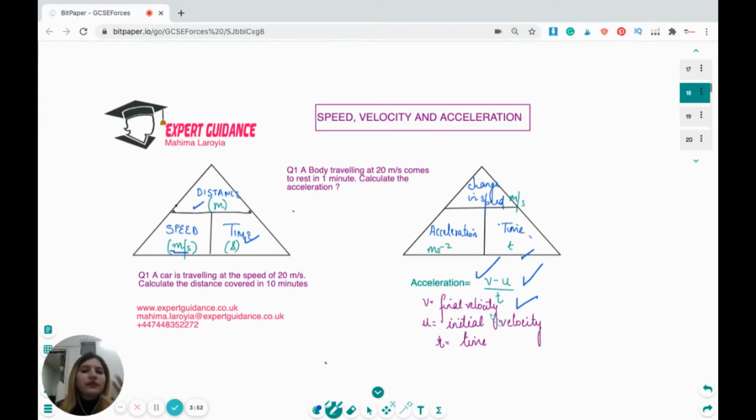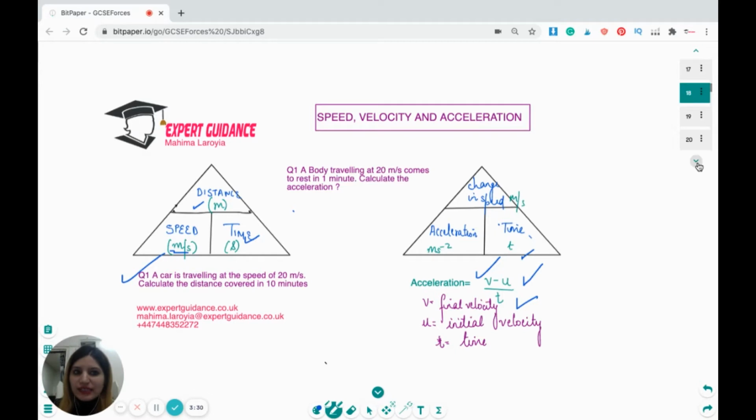Okay, now if you're clear with this triangle, try these two questions. A car is traveling at the speed of 20 meters per second. Calculate the distance covered in 10 minutes. And second, a body is traveling at 20 meters per second and comes to rest in 1 minute. Calculate the acceleration. So you can pause the video, have a go at these questions, and then come back to check the answers.